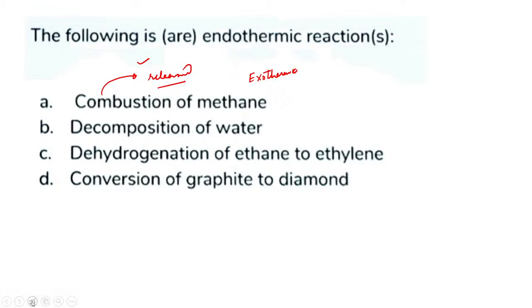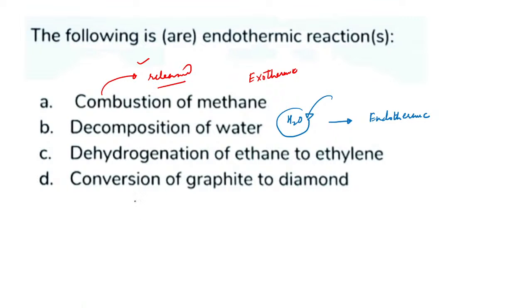Next is decomposition of water. You have to decompose water. This means you have to supply external energy. For decomposition we have to supply external energy. So this is also an endothermic process. Decomposition of water is an endothermic process.